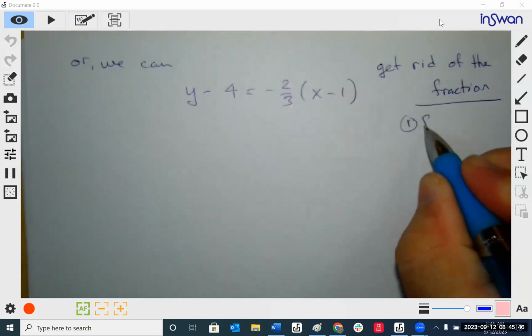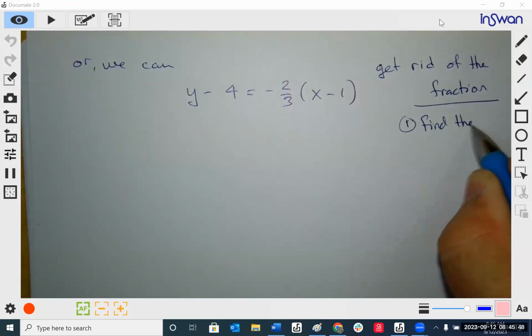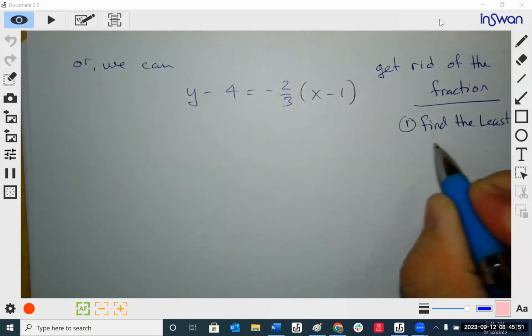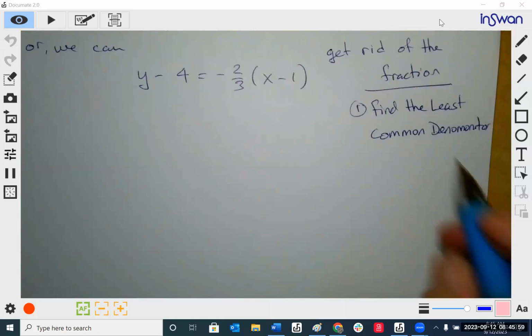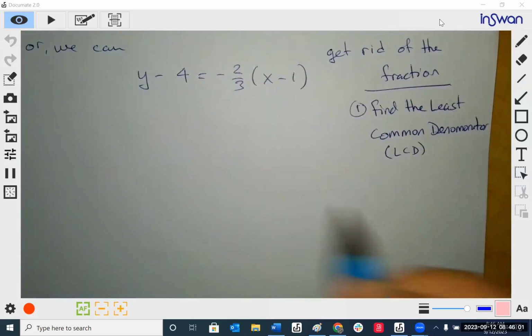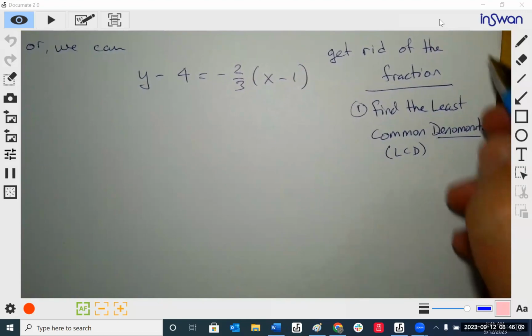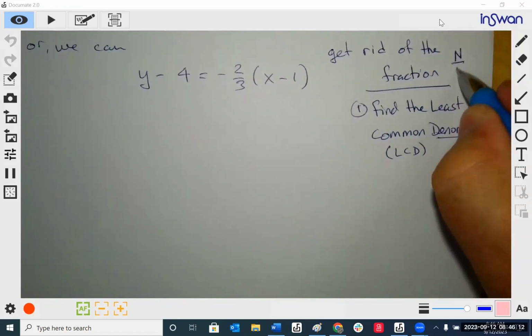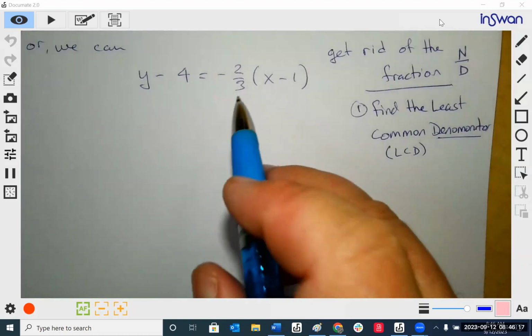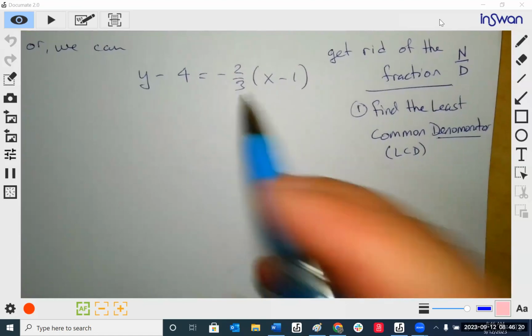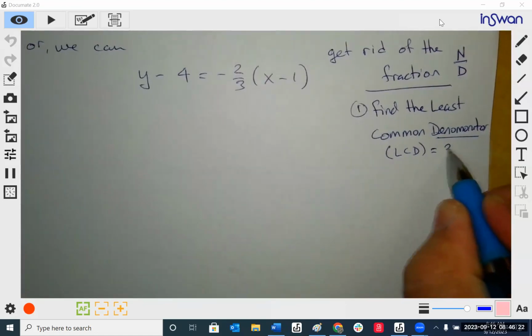First step. Find the least common denominator, the LCD. So in our case, what's the least common denominator? What is a denominator? We have a numerator and denominator. The denominator is the bottom number. And since we only have one fraction, it's the only denominator. So the LCD in our case is 3.